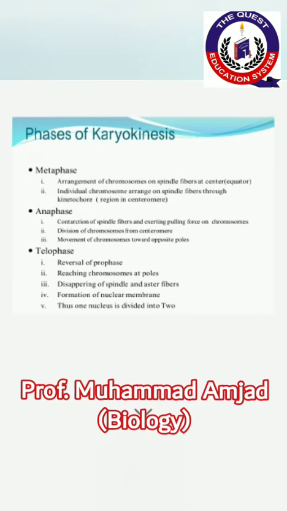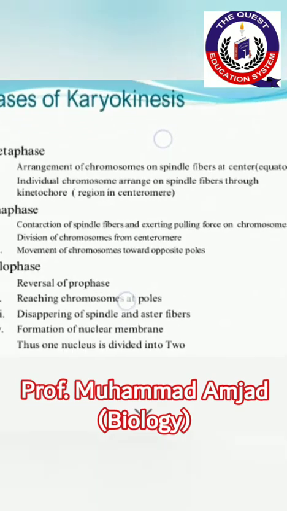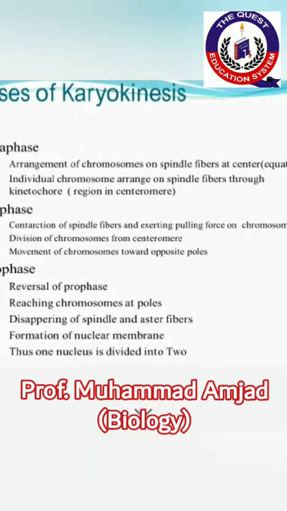The next phase is metaphase. In metaphase, the main change is the arrangement of chromosomes on the spindle fiber at the center or equator of the cell. Chromosomes are always arranged individually on the spindle fibers through specific regions which are called kinetochores. So this is the main change which takes place in metaphase, that is the arrangement of chromosomes in the center of the cell, forming the metaphase plate.